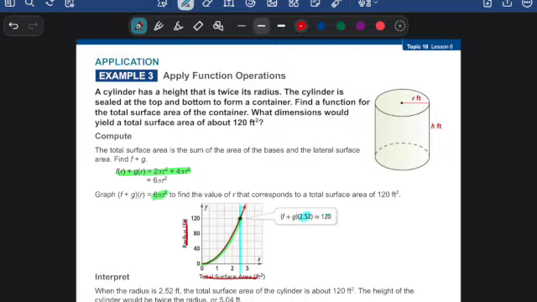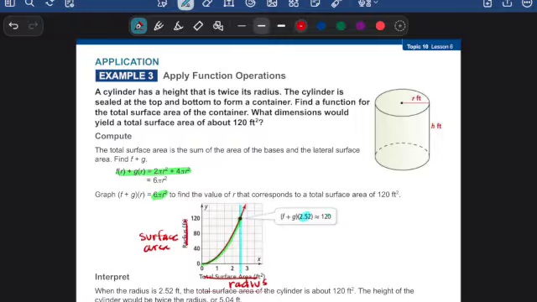I think they labeled the axes wrong. This should be radius. And this should be total surface area. But again, using your graphing calculator is very helpful. So just use your trace function to find where the y value is 120 or close. And then that would be your radius.